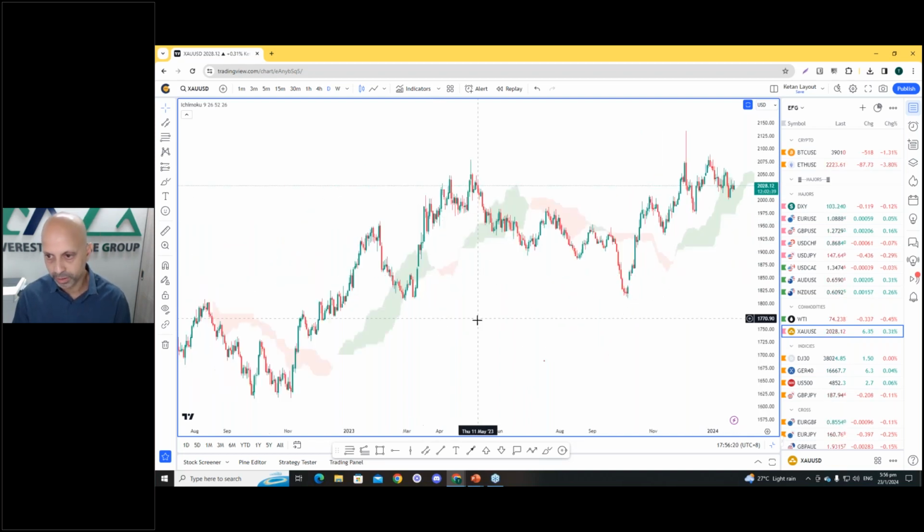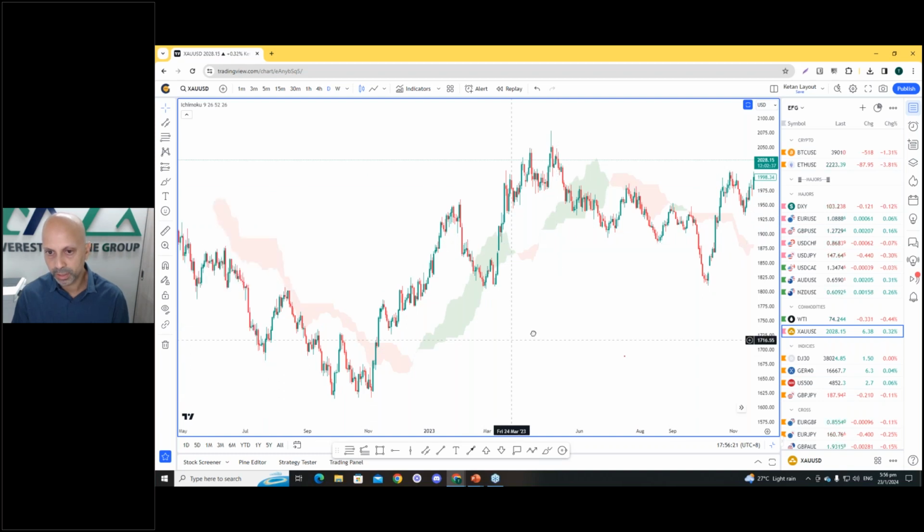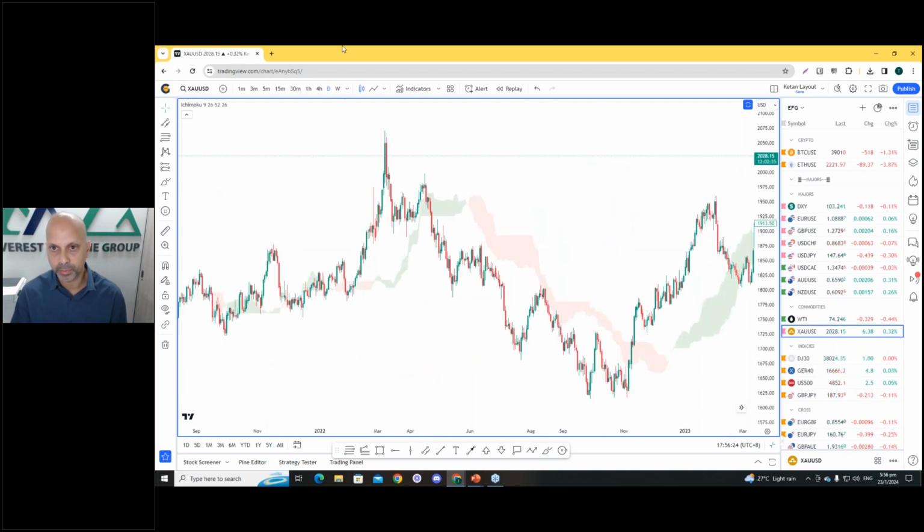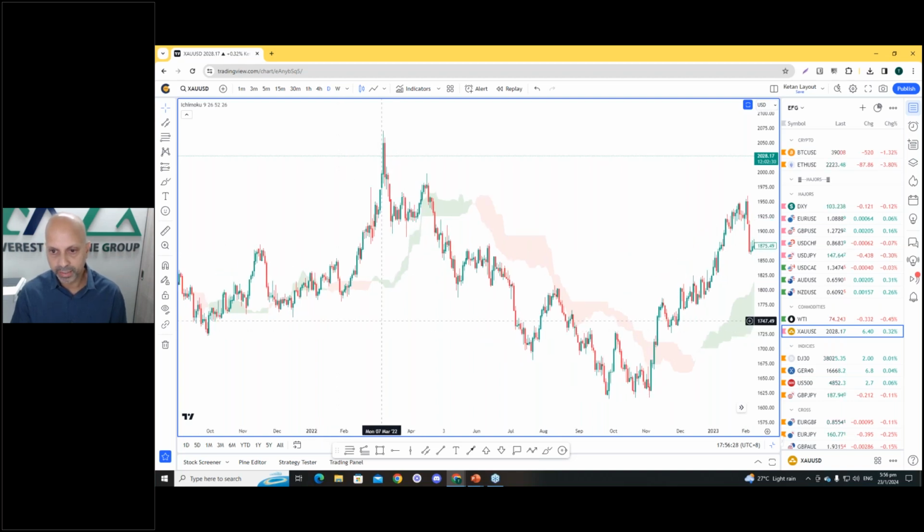So if you look across for gold, it's a good example. I'm using the daily time frame, and I just have the Ichimoku cloud. As you can see, when price is trading above the Ichimoku cloud and the cloud turns green, this is telling us that we are in a strong bullish trend. So the overall trend is bullish, but of course there can be pullbacks along the way.